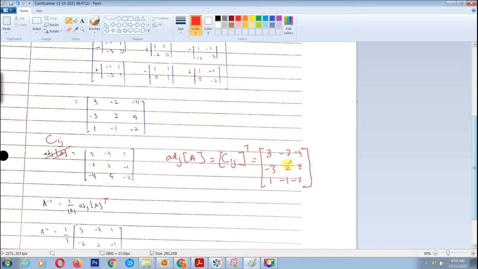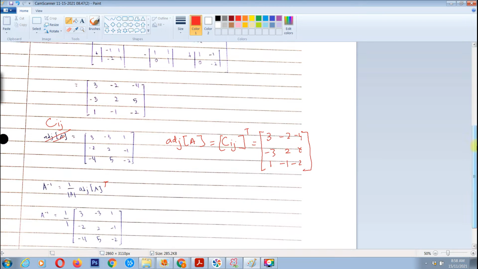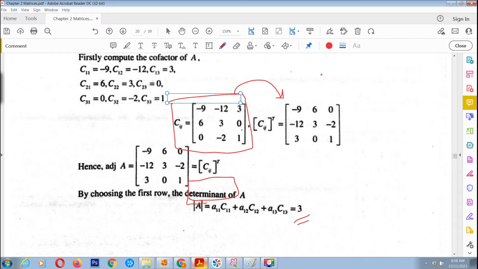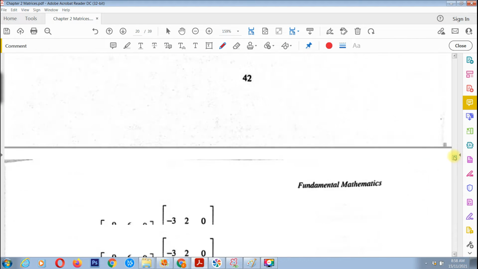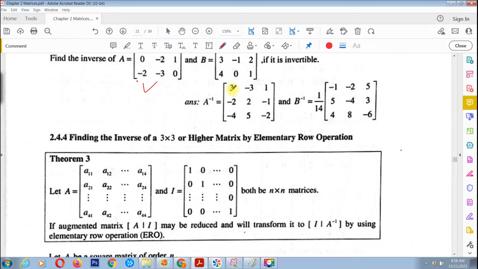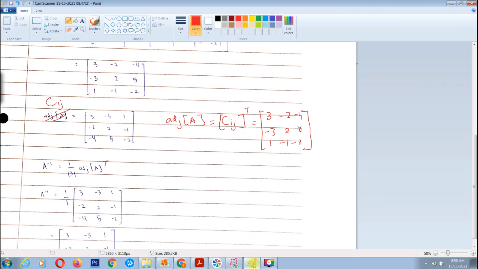And then after that you put it here, but this is still the wrong answer. You should have 3, you should have negative 3, negative 3, right?